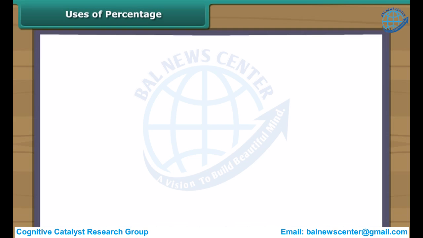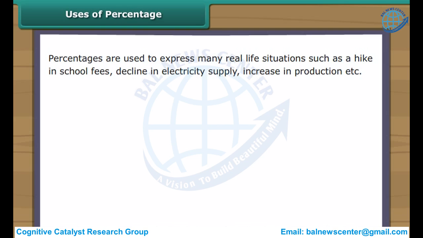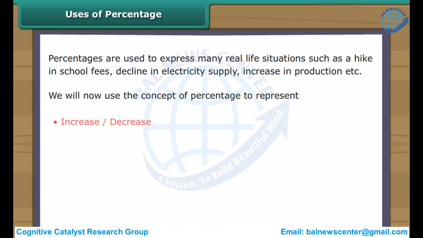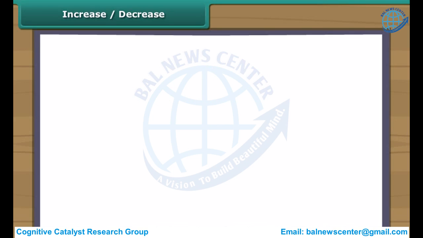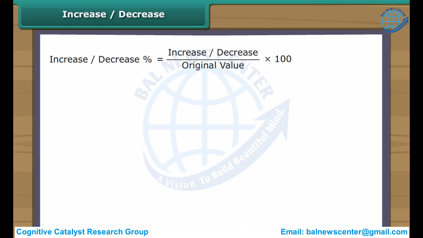Uses of percentage. Percentages are used to express many real-life situations such as a hike in school fees, decline in electricity supply, increase in production, etc. We will now use the concept of percentage to represent increase or decrease, profit or loss, and simple interest. Increase, decrease. Increase or decrease percent is equal to increase or decrease upon original value into 100.